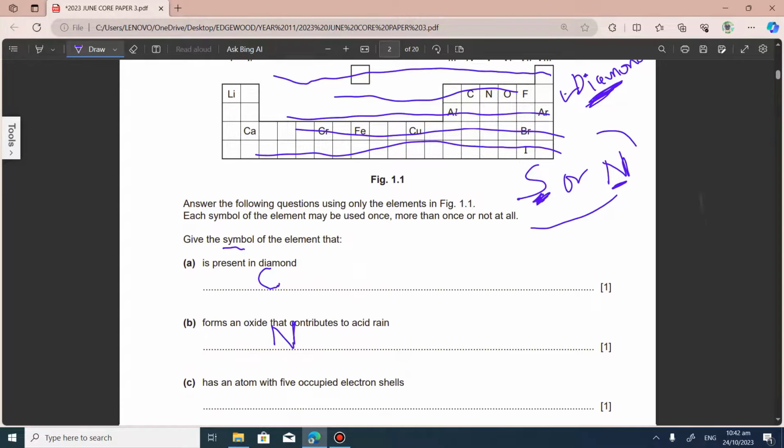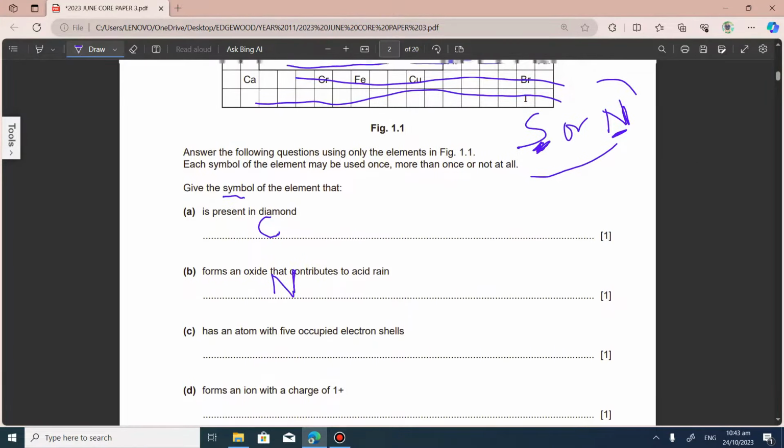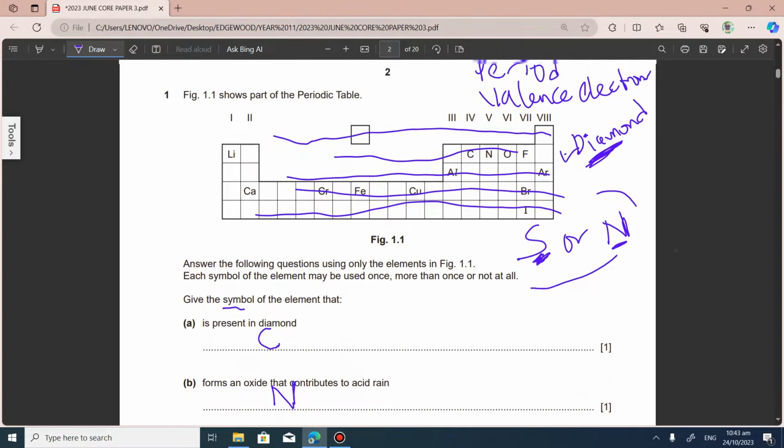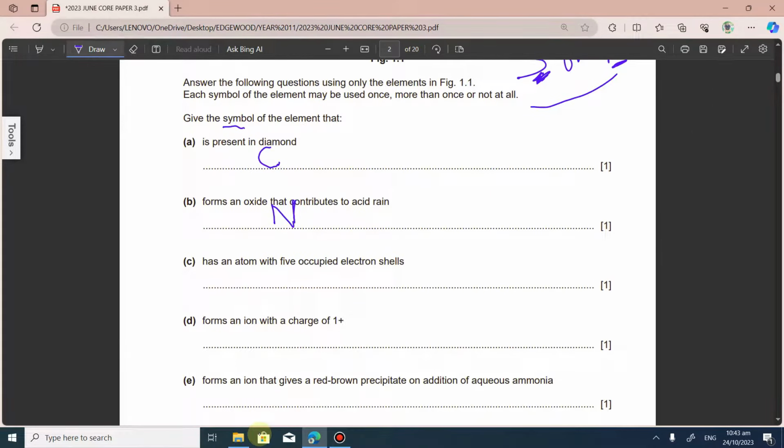So let's go back to the question. It says, which has an atom with 5 occupied electron shells? We see that there is only a particular element that falls under period 5, and that is iodine. So the I, because it falls under period 5. So we go back there and put in the right answer, because the number of electron shells simply refers to the period of the element.